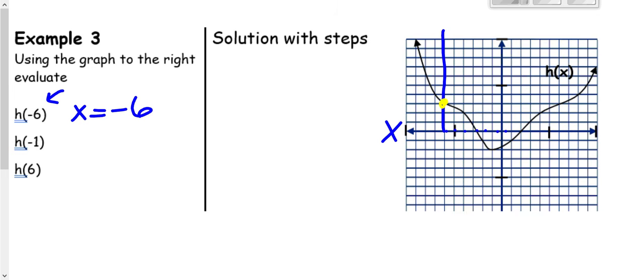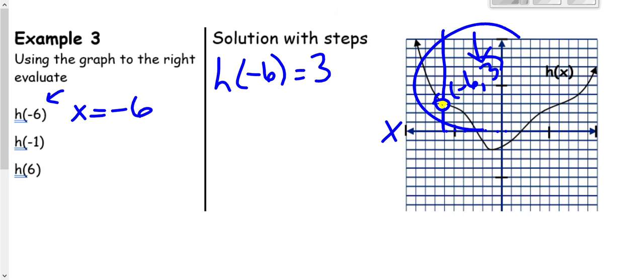That point right there is negative 6 comma what, to make an ordered pair? Well, we'd be going up 1, 2, 3, right? So that would be 3. That's our y value. That's our h of x value. So we can say that h of negative 6 is 3.